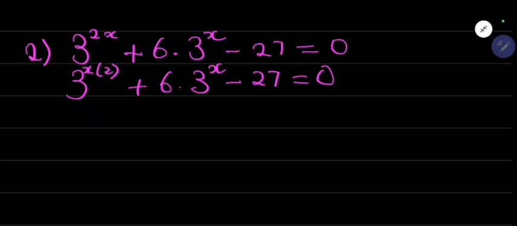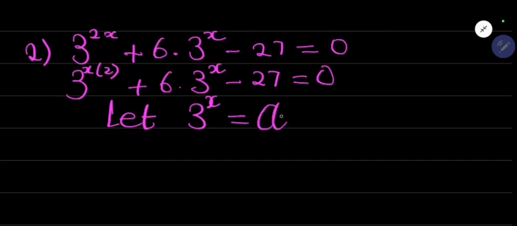How so? Let us let 3 exponent x, because it is the one that appears most, be, let's say, a. What do I mean by this? I mean that wherever we see 3 exponent x, we are just going to write a. So you will understand why I am saying that this thing is a quadratic trinomial. Let's do that.